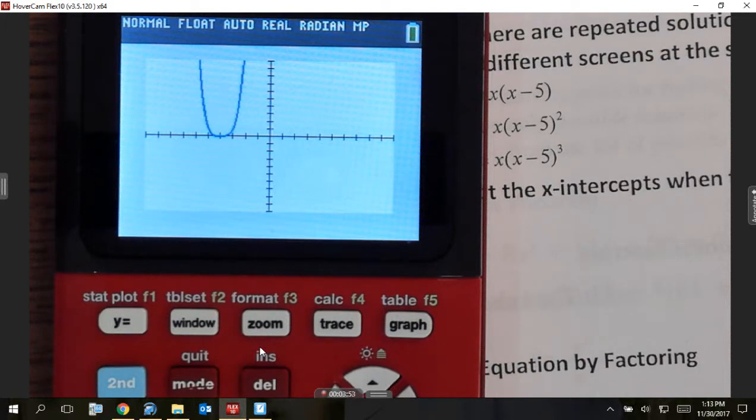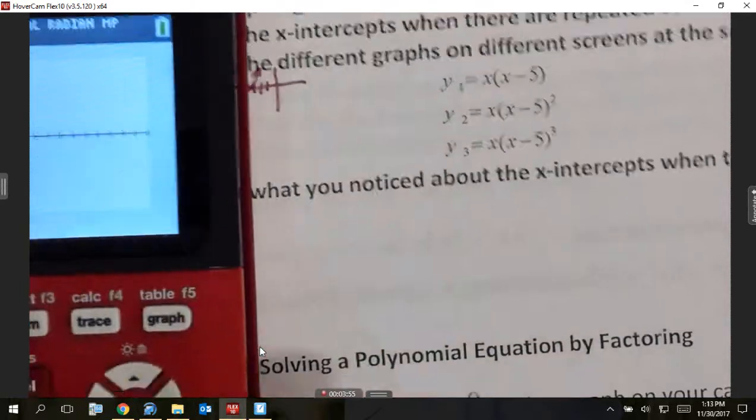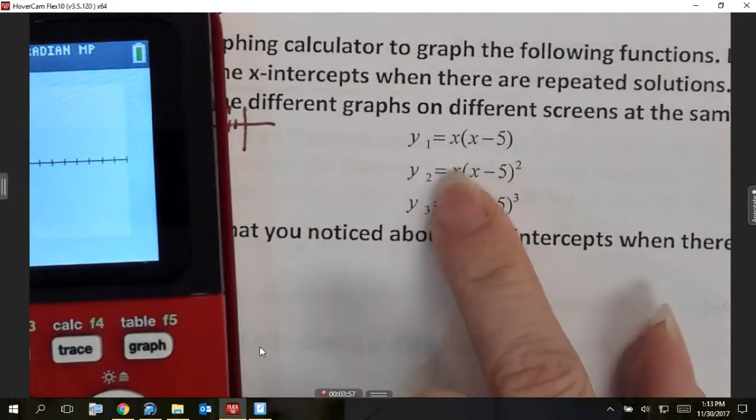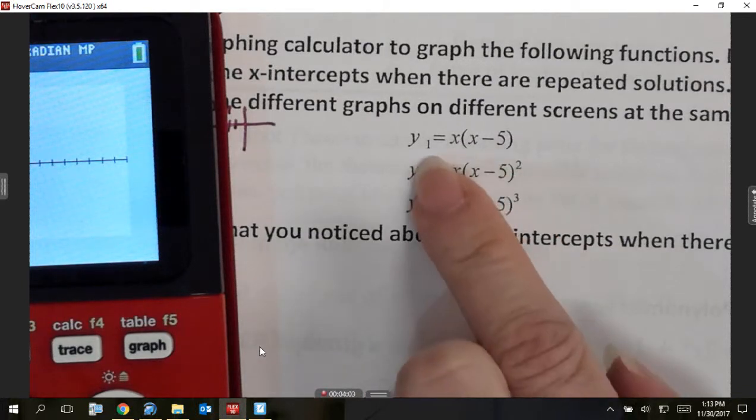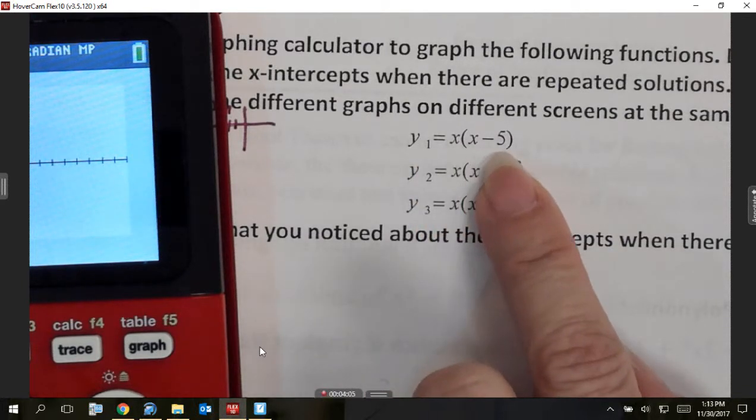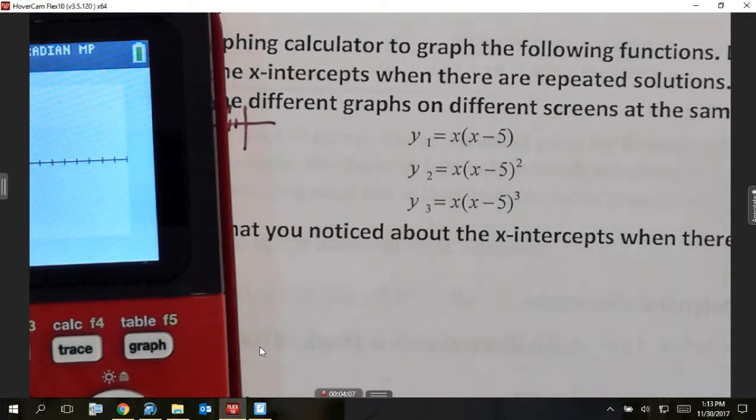So now what I'm doing is we're going to go back to the notes. And I've got a new column, and we're going to do it one at a time. We're not going to do all of them on top of each other because it's too confusing. Let's just type in y1 as x(x - 5). Do you know what the x-intercepts are going to be before we type it in? 5 and?